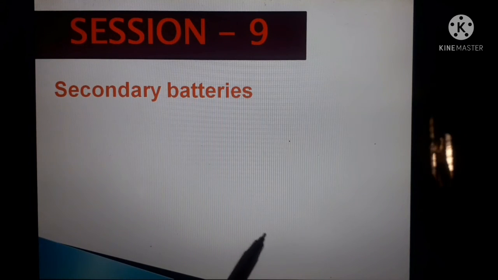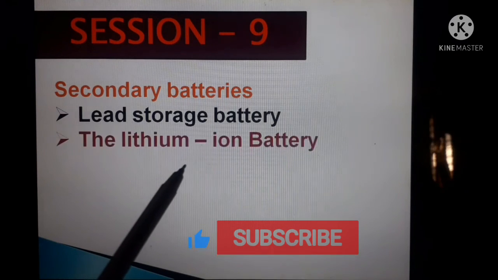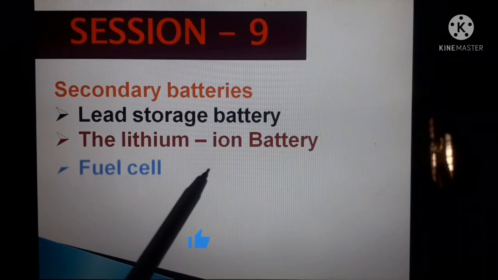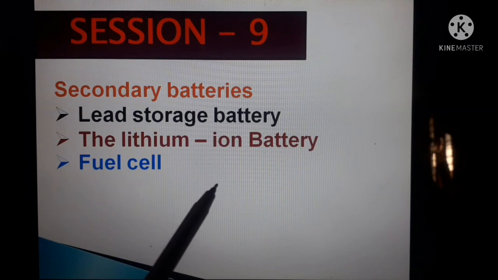Next session, the secondary batteries like the lead storage battery and lithium ion battery and then the fuel cell. We will see that in the next topic. Okay.